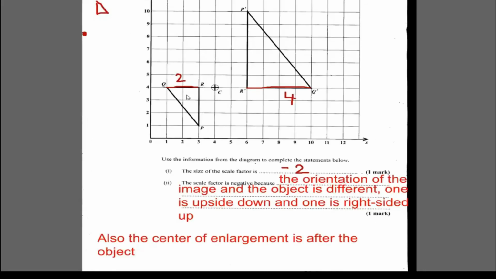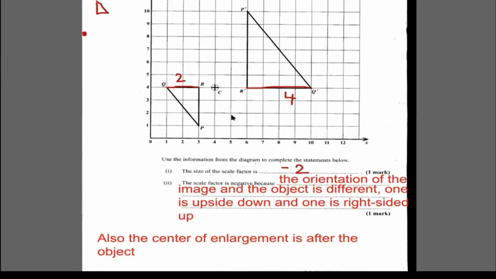It says the length PQ is root 13 units. Therefore, what's the length of P prime, Q prime? The length of PQ is root 13, all right? We already knew this from Pythagoras theorem, because look at this. This side is 1, 2, 3, and this side is 2. 3 squared plus 2 squared, square root to give you the hypotenuse.